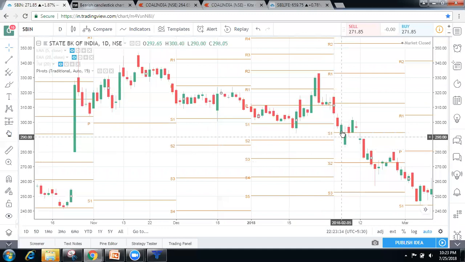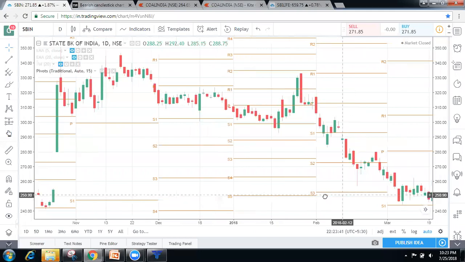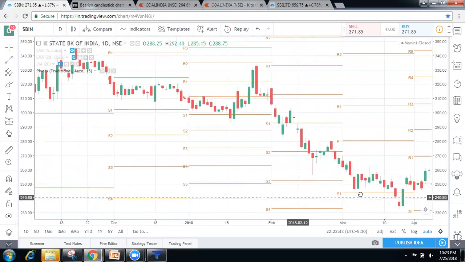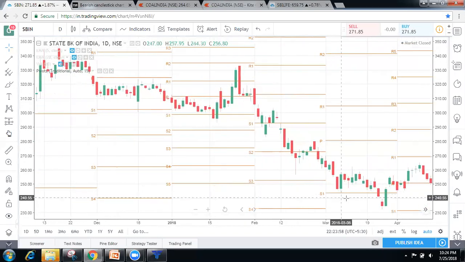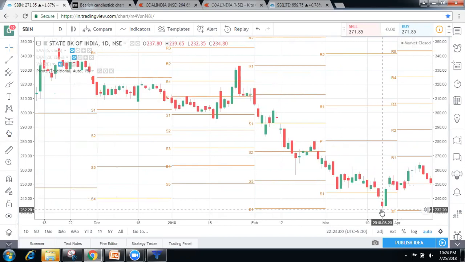Then if it's achieved, I can expect the S2 target, and after the S2 target I can expect the S3 target. And when the month changed again, there was a near bullish engulfing. So when that happens, I can expect the pivot target, but from here it moved till now. So again it has broken the support, so it's the short side.